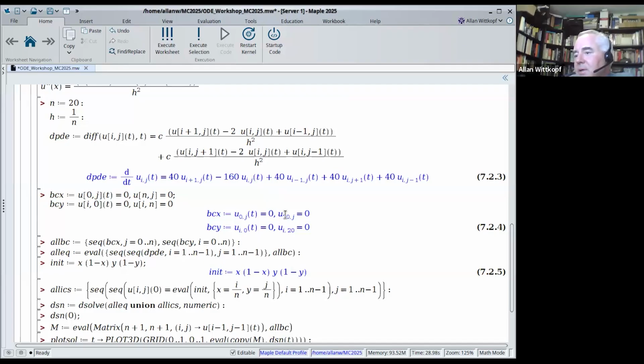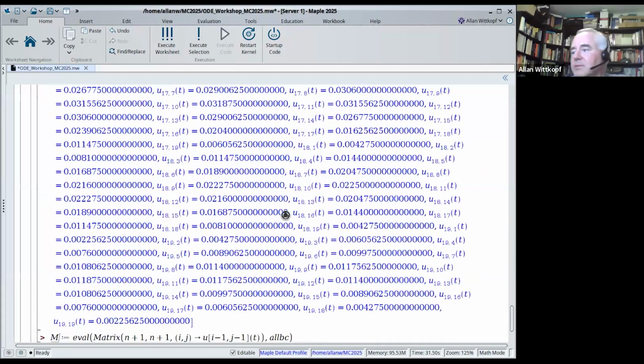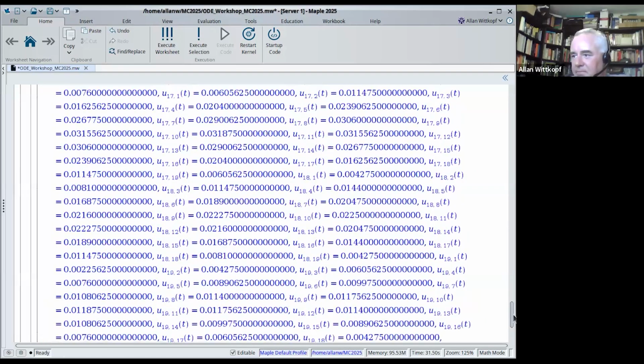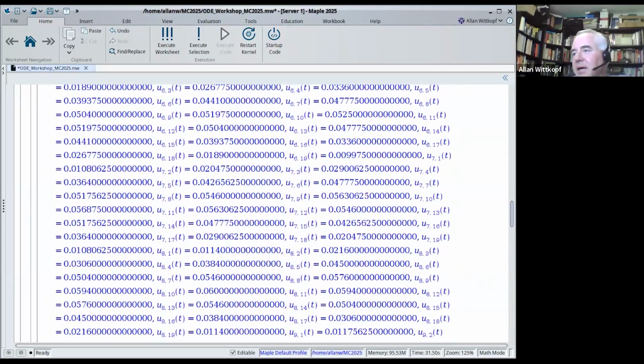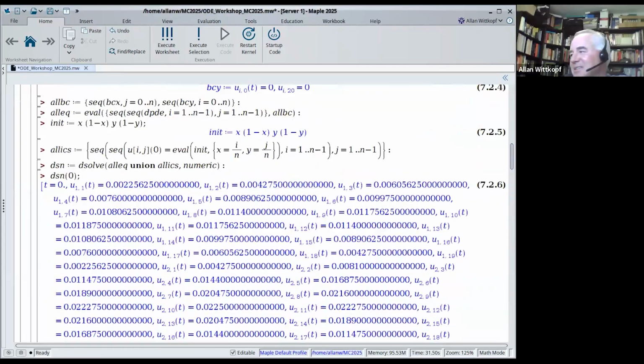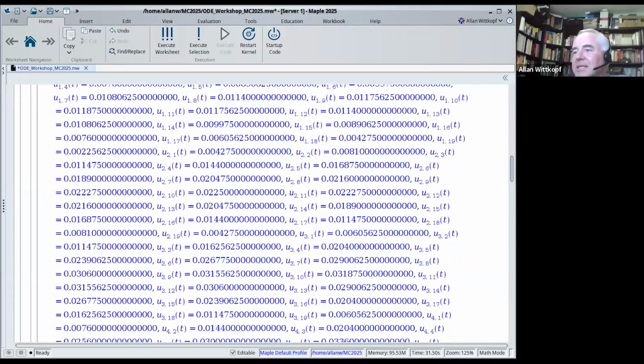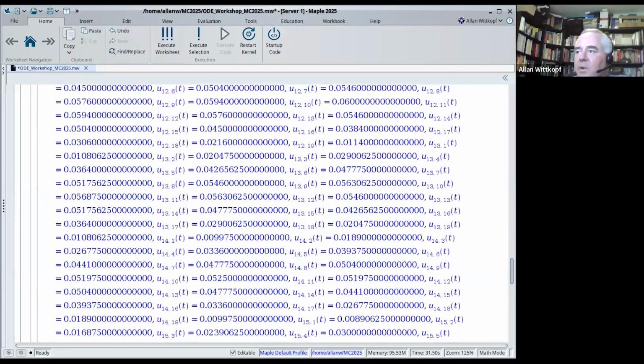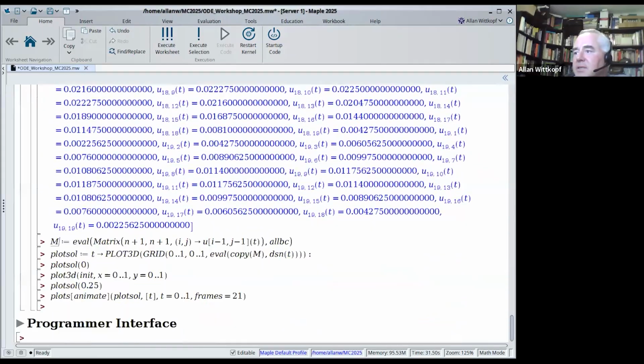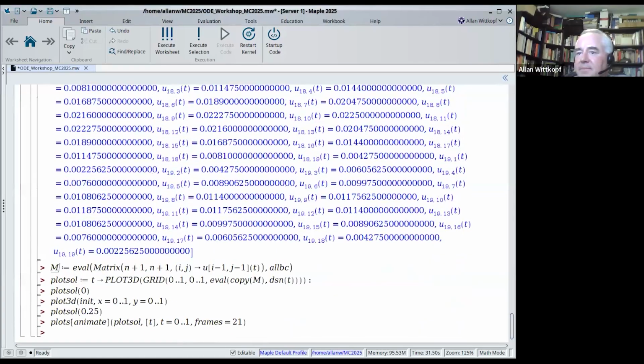And you'll notice that I'm looping only from 1 to n-1 because the 0 and the n points are known, fixed. And we just throw this mess into DSolve numeric, and we can get a solution out, which is extremely helpful. It's just a bunch of numbers, right? I mean, what are you going to do with this? So what we want is a way of turning this into something we actually want to look at.